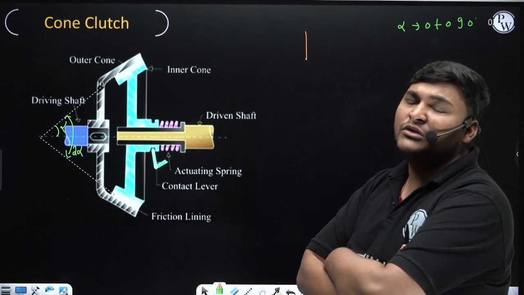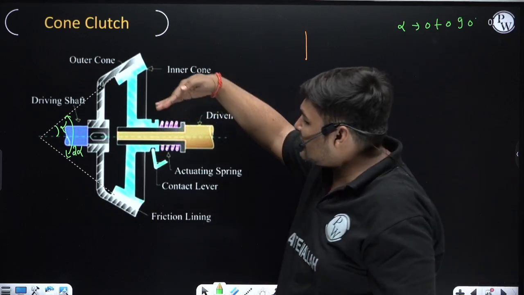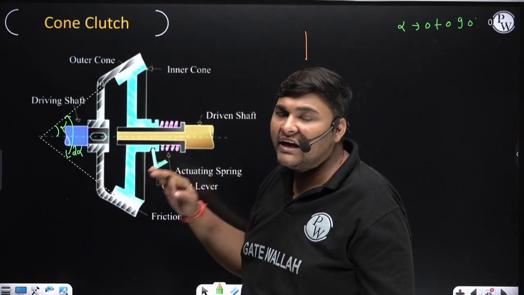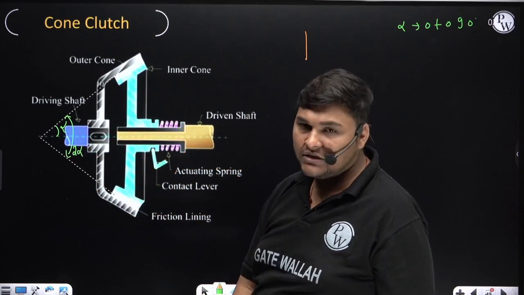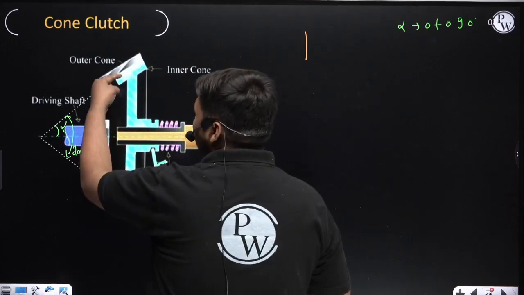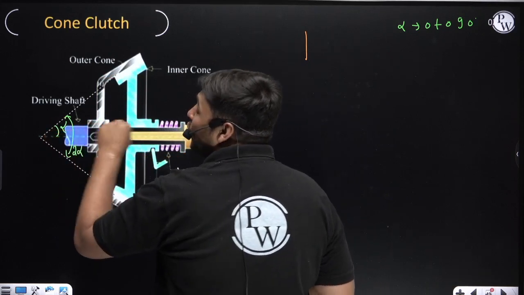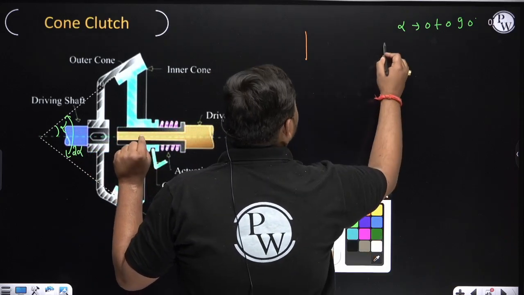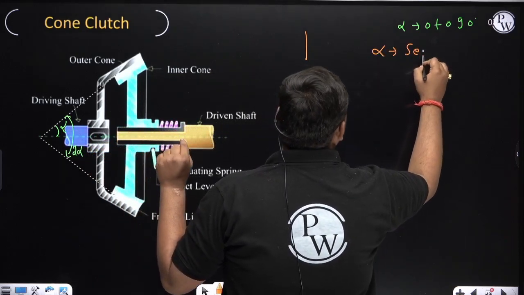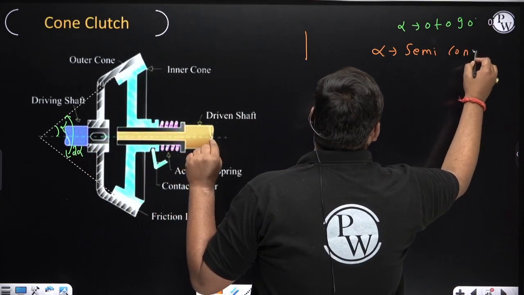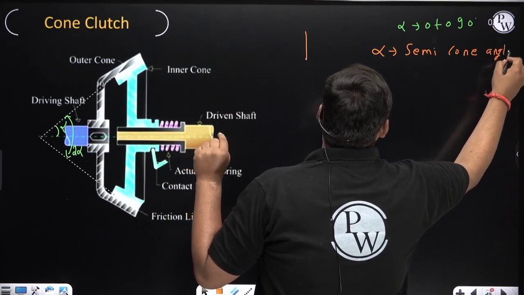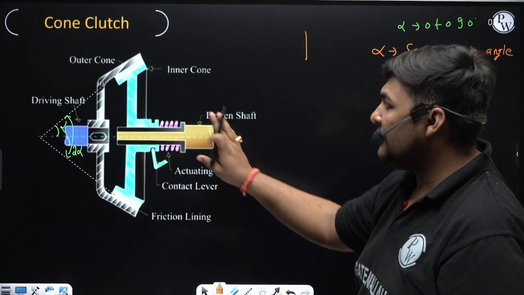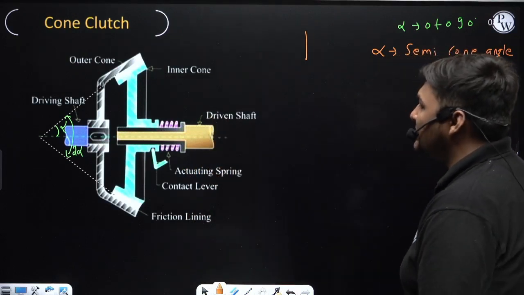And why is it known as a cone clutch? Because if you see the surface of this friction lining, it is nothing but the frustum of a cone. That's why we have named this clutch a cone clutch. Now here, if it is a frustum of a cone, then 2 alpha will be the cone angle. And if 2 alpha is the cone angle, can I say alpha is the semi cone angle? So here this alpha is nothing but the semi cone angle. So if in a question the cone angle is given, then it is 2 alpha. But if the semi cone angle is given, it means alpha is given as per our notation.